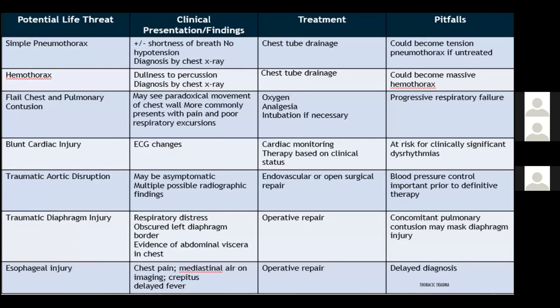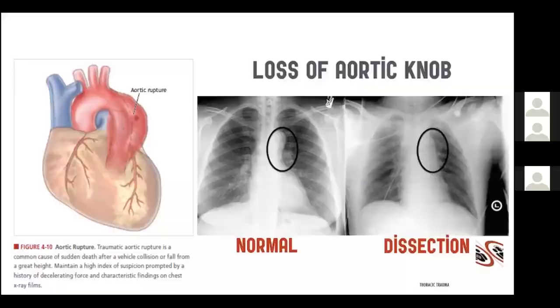Why do we have this kind of injury? Because of acceleration injury. The injuries can be found at the ligamentum arteriosum of the aorta, and the management is, how can you identify this finding? How can you identify you have aortic disruption? So this aortic disruption is like this.